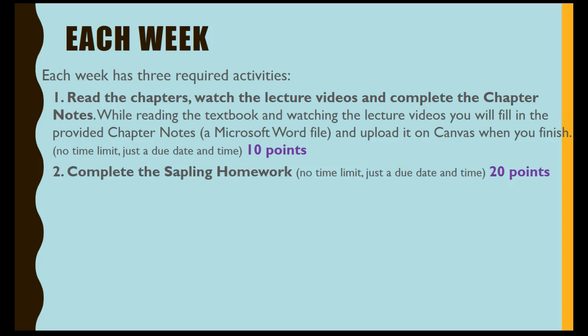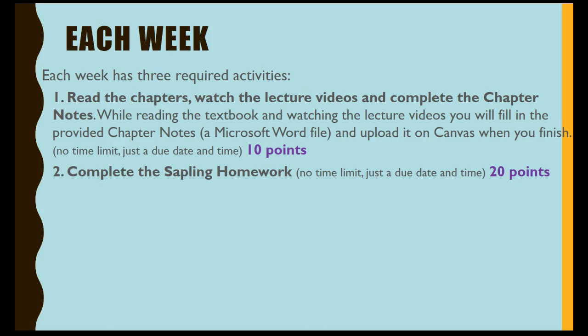The second assignment you have to complete each week is the Sapling homework. The Sapling homework, again, does not have a time limit, meaning you can go in and answer a question and then leave, and then come back the next day or come back in 20 minutes and answer another question and leave. So you can go in and out of the Sapling homework as many times as you want, but you have to complete it before the due date and time. The Sapling homework is worth 20 points. The way this homework works is you're given 5 attempts at each question, and as long as you get the question right in those 5 attempts, you get full credit for that question.